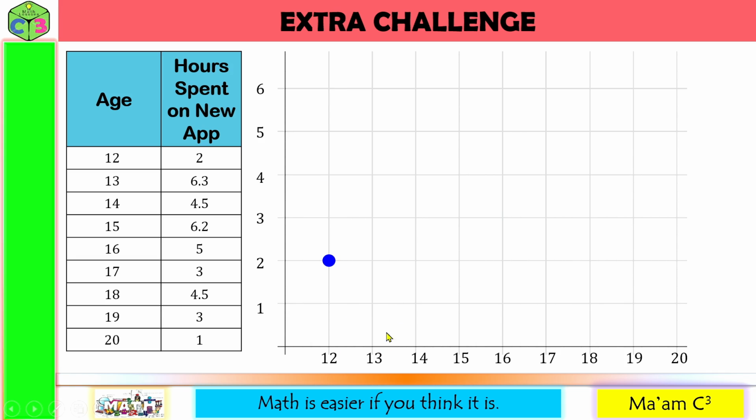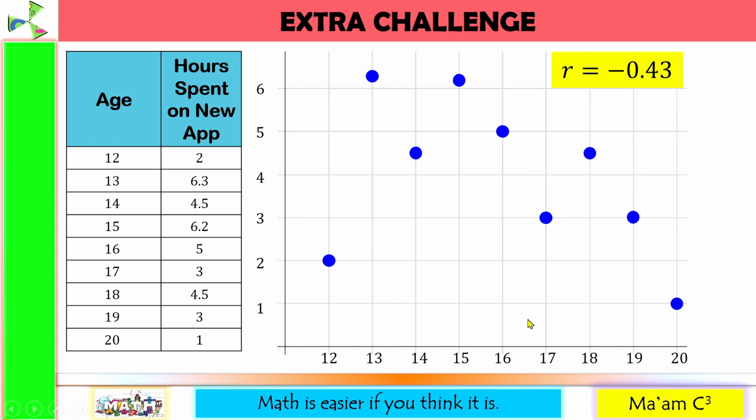13 years old, 6.3. So that would be somewhere here. 14 years old is 4.5, in between 4 and 5. 15 years old is 6.2 here. 16, 5 hours. 17, 3 hours. 18, 4.5 hours. 19, 3 hours. And 20, 1 hour. So obviously, there is a trend of line here rising from the right going to the left. Let us say the value of r of this scatter plot is negative 0.43.